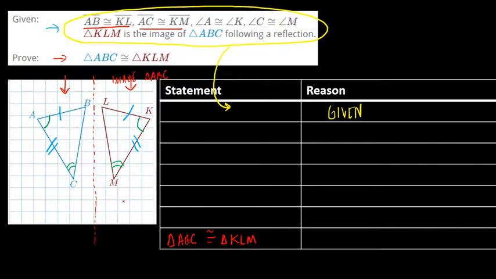So, to complete this definition of triangle congruence, it looks like I'm going to have to figure out a way to prove that BC and LM are congruent. I also have to prove that all three angles are congruent. You can see they've already given us two of the three, so I already know that angle A is congruent to angle K. I know that angle C is congruent to angle M. So I'm going to have to find a way to prove that angle B is congruent to angle L.